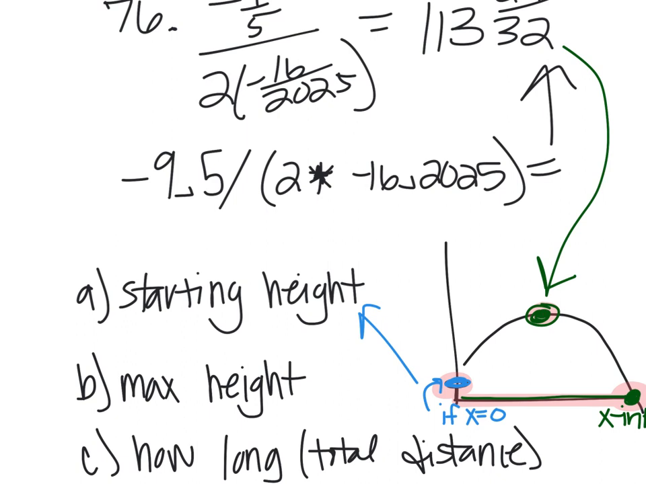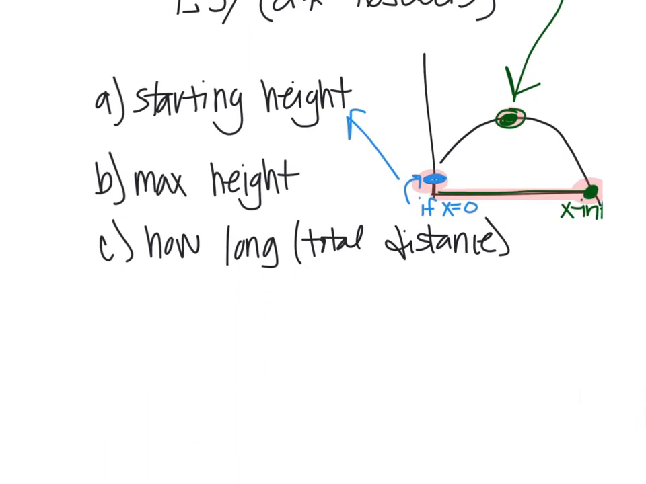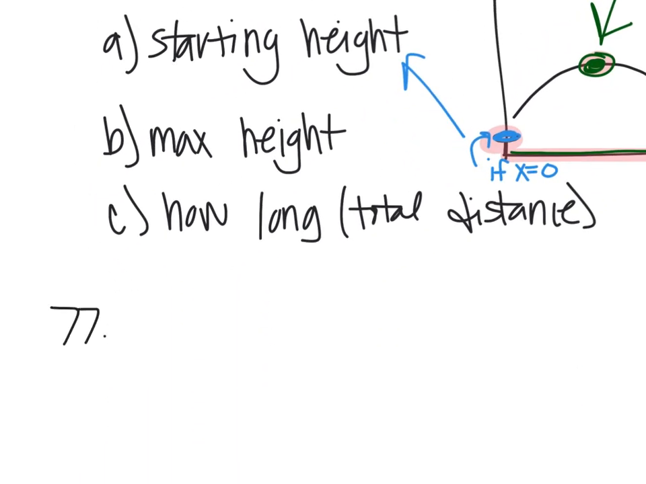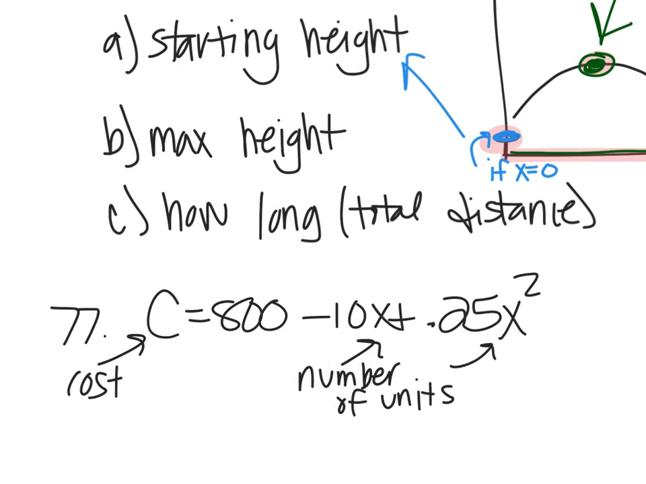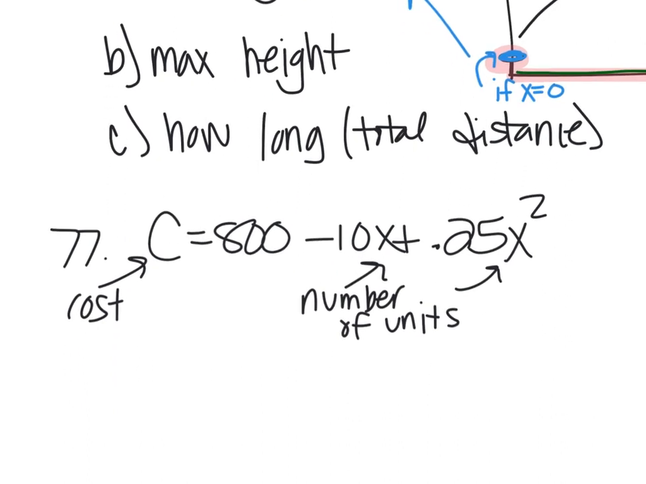And then for number 77, I think you just have a couple of your numbers backwards. So for 77, it gives you your equation 800 minus 10x plus 0.25x squared, where c is the cost and x is representing the number of units, is how they say it in the book there. Number of units is what x is representing. So if we put this into standard form, we'd have 0.25x squared minus 10x plus 800.